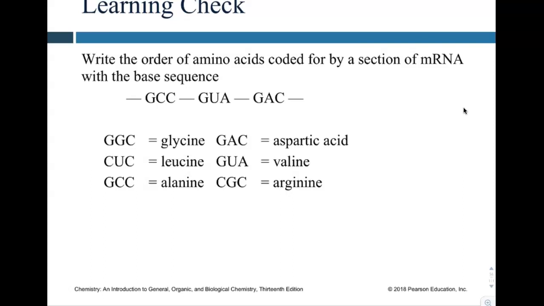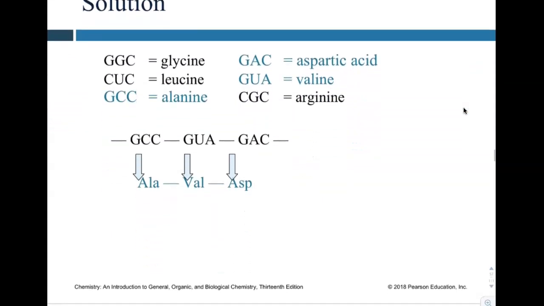All right, so we should see that first we have GCC, which is alanine. Then we have GUA, which is valine, and we have GAC, which is aspartic acid.